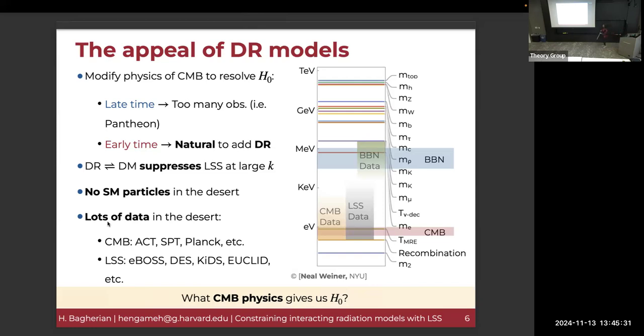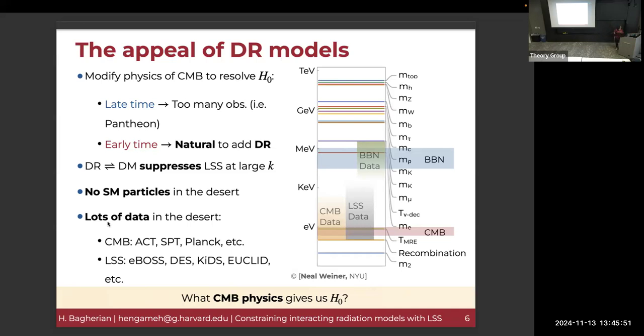Okay, so I'm going to be populating the dark radiation sector after BBN, and there are models that I'm going to talk about for how they can do that. But basically, the idea is if you populate the dark radiation sector after BBN, after all the relic abundance and stuff form, then you're not missing anything. And you have this desert area to play around with, basically.